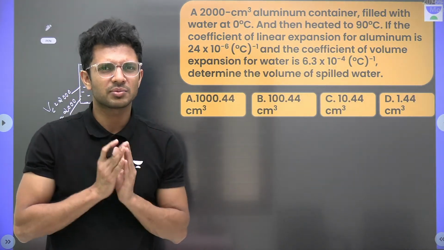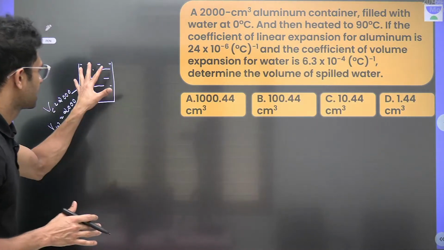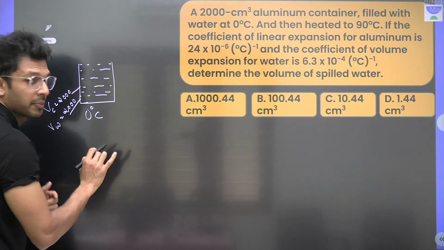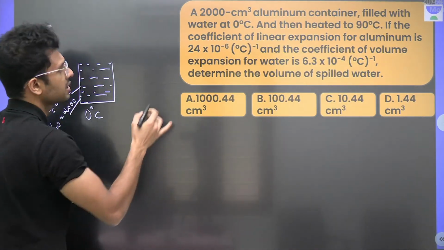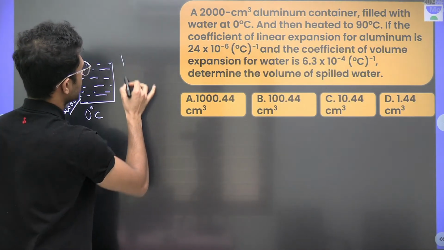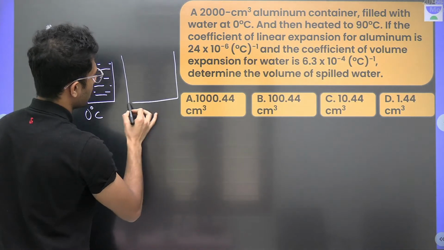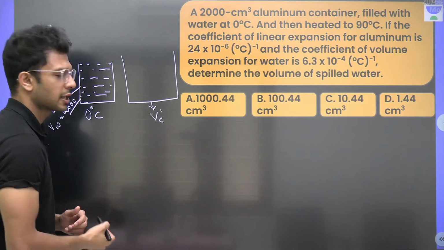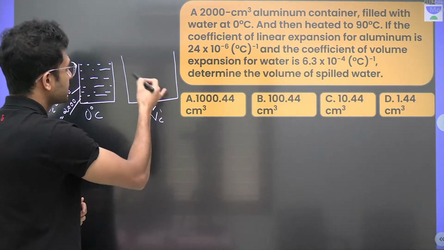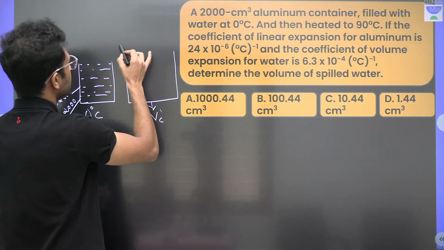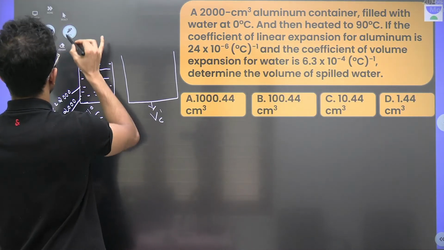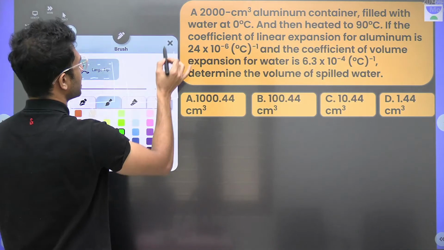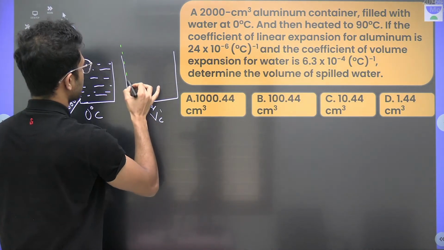Sir, thoda aur samjhao. I'll explain. This is the case at 0 degrees Celsius. Now, I'm increasing the temperature to 90. So let's say this is the new volume of the container, VC dash. Obviously, along with the increase of the container, water will also be increasing its volume. What do you all say? You all agree with me? And water will also be increasing.